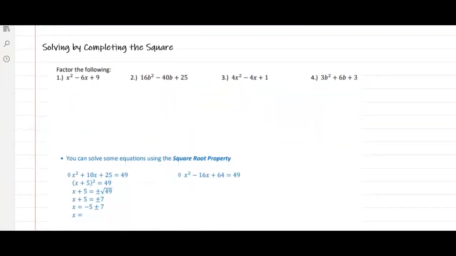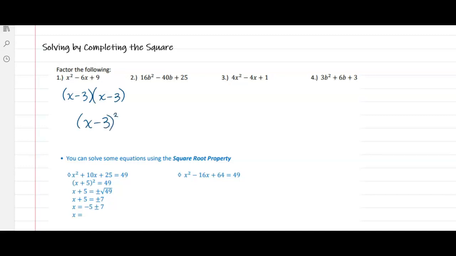The second part of this video focuses on completing the square. We're going to be talking a lot about perfect squares. And to start off, let's warm up by factoring 4 simple quadratics. This first one, I'm looking for two numbers that multiply to give me 9, but combine to give me negative 6. That would be negative 3 and negative 3, which I could write as x minus 3, the quantity squared.